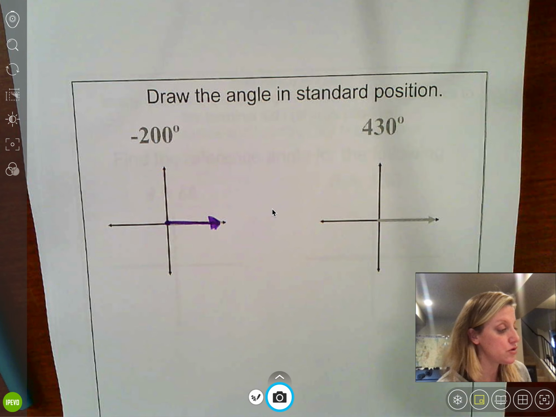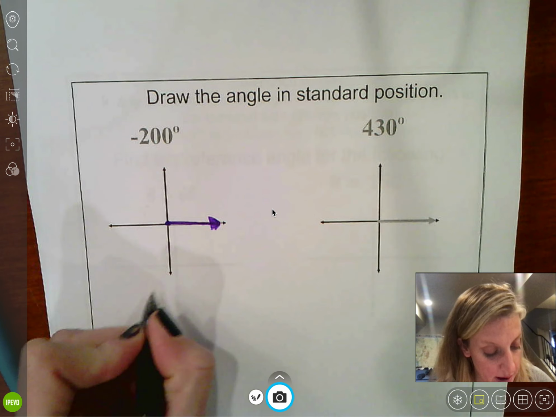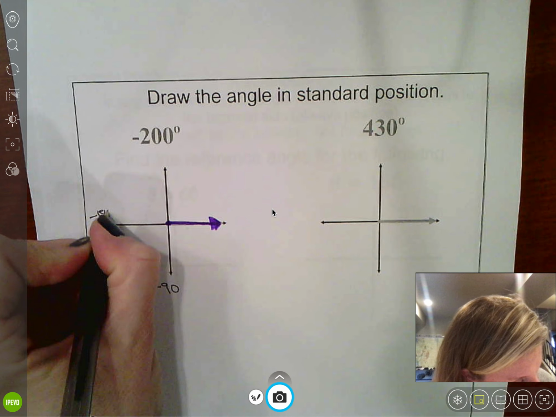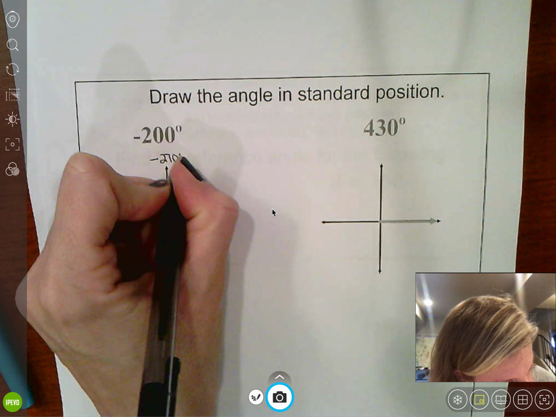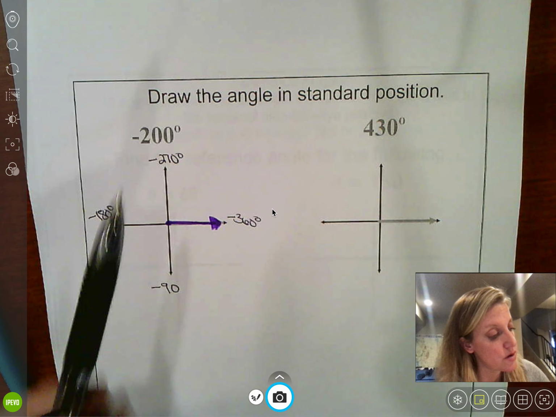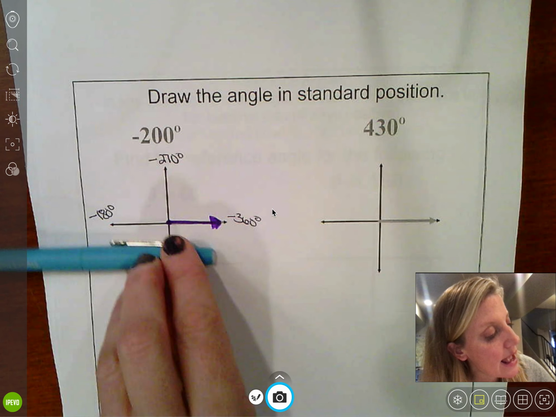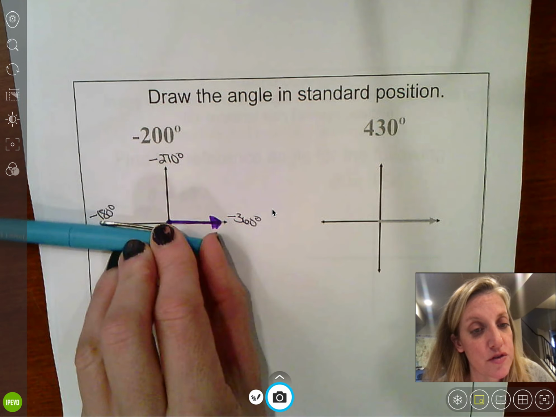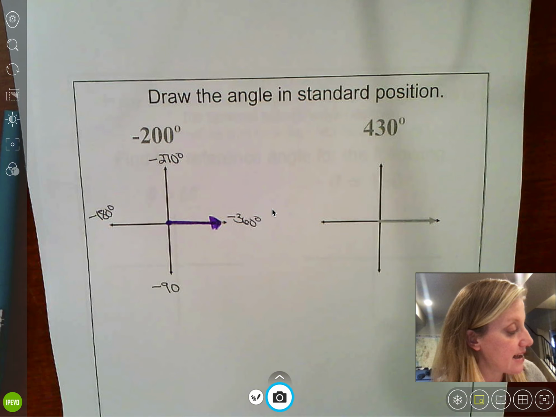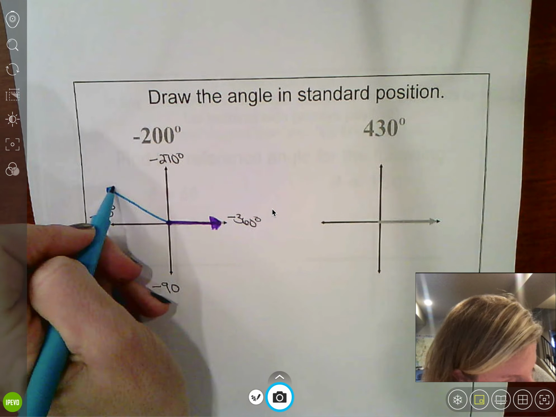Now a negative 200 degrees lets us know we're going to go in that negative rotation direction. So I'm going to label this as negative 90, negative 180, negative 270, and negative 360. So I automatically know that to get to negative 200, my spinner is going to rotate down. If it gets here, it's gone negative 180. That's almost far enough. If we go all the way to negative 270, that's too far. So I'm going to guess and do a little sketch to say that negative 200 is going to be right about there.